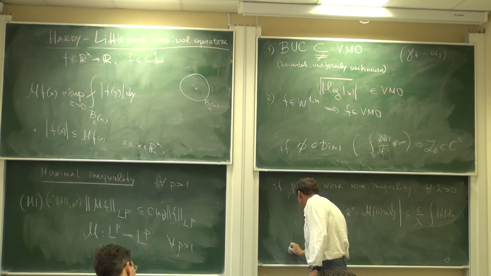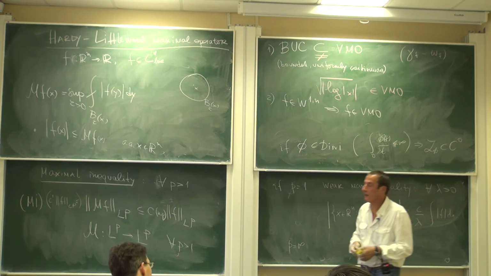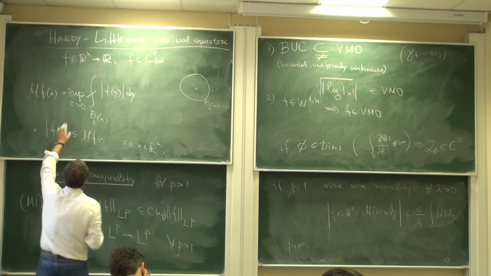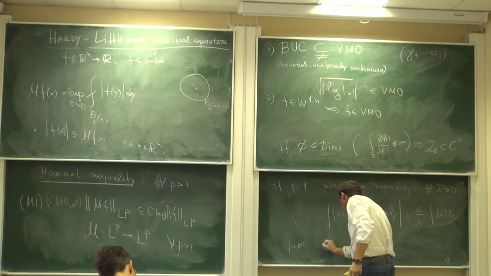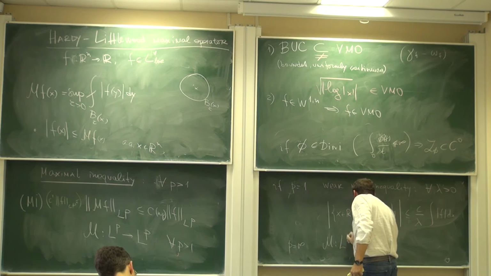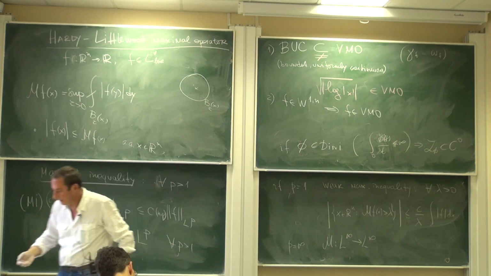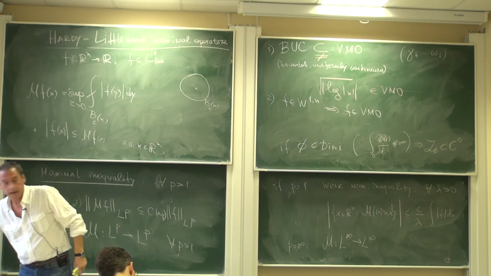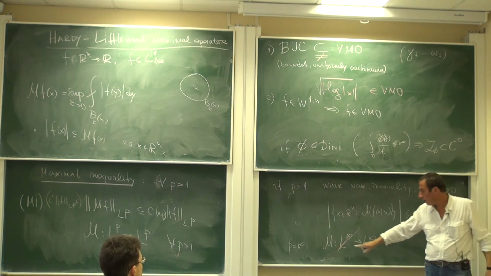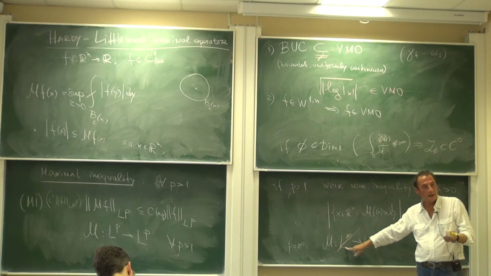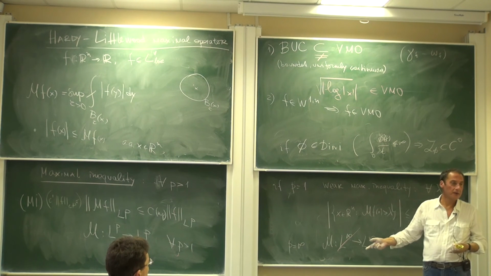For what concerns p equals infinity, if you consider the maximal function defined on the essentially bounded functions, it is not true that M maps L infinity into itself. It is false. But it is true that if you substitute L infinity with something larger, like BMO, it is true.